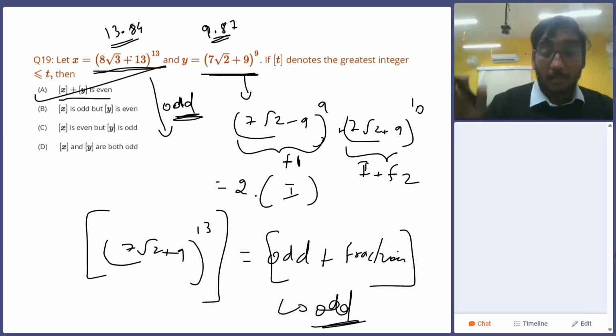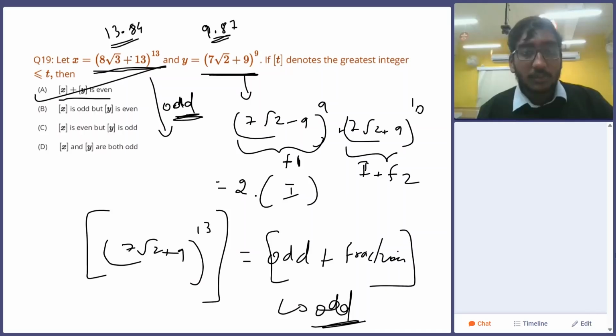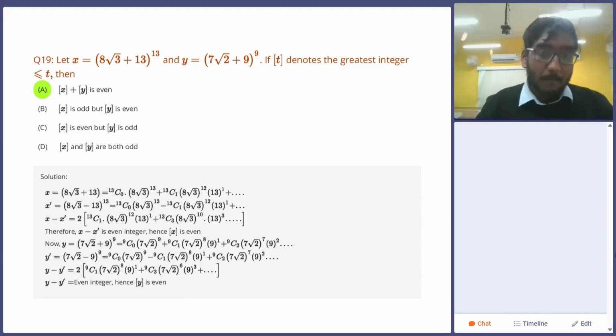So x plus y is even. Sum of two odd numbers is even. Okay, so x plus y is even, because both were odd. This was found to be odd, and the integral part of this was also found to be odd. So the sum of two odd values will give an even number as the answer.